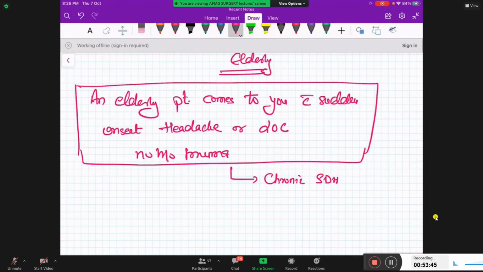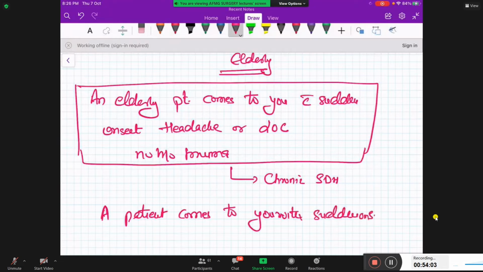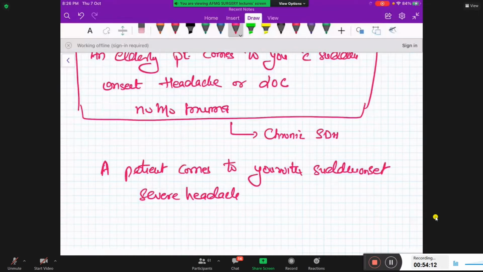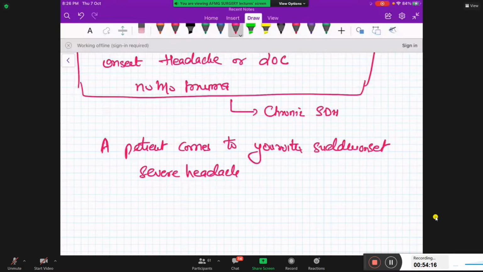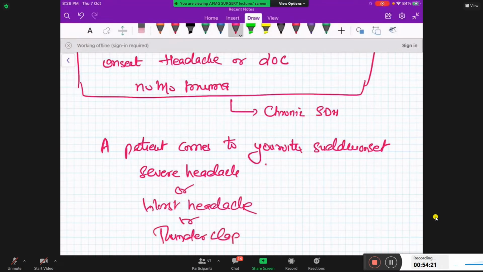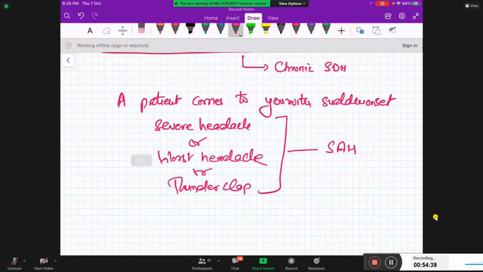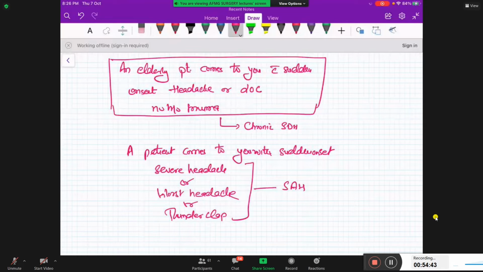But please be very careful about another question. If a patient comes to you with a sudden onset, severe headache or worst headache of his life or thunderclap headache, the first thing that should come to your mind is subarachnoid hemorrhage. Thunderclap headache, worst headache, or severe headache.